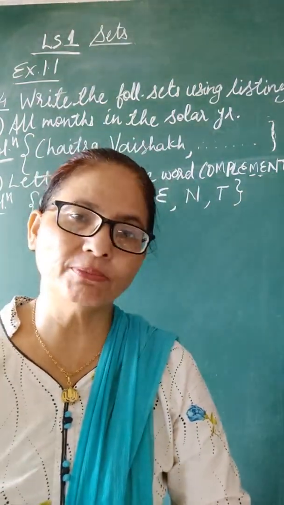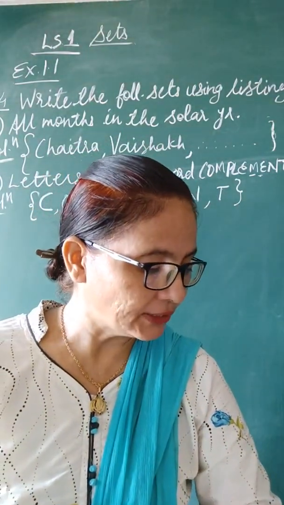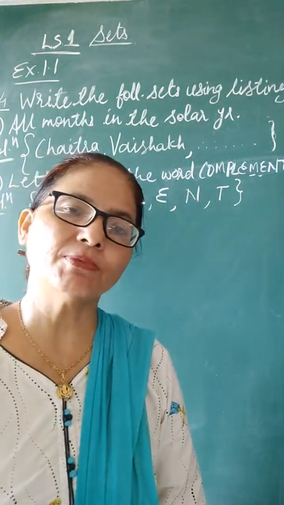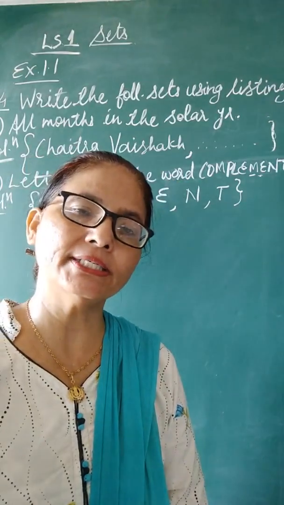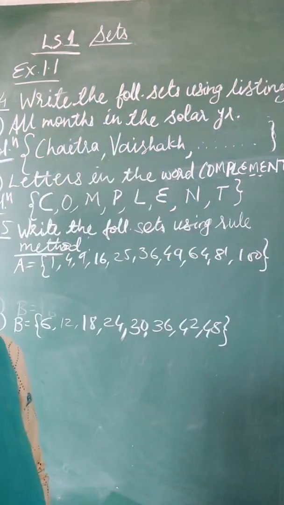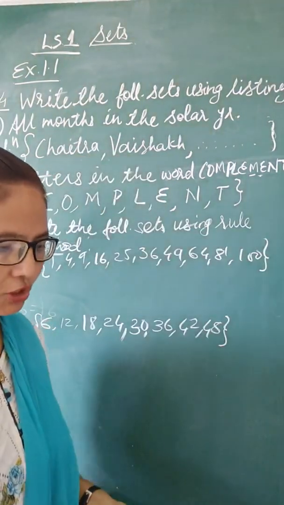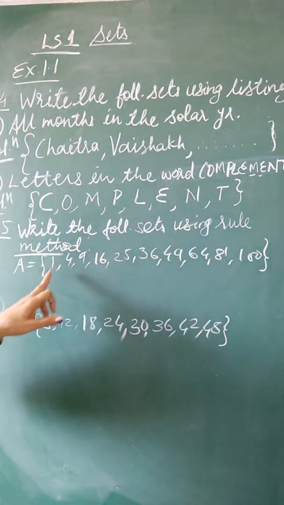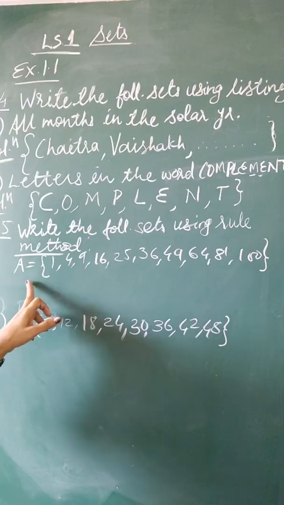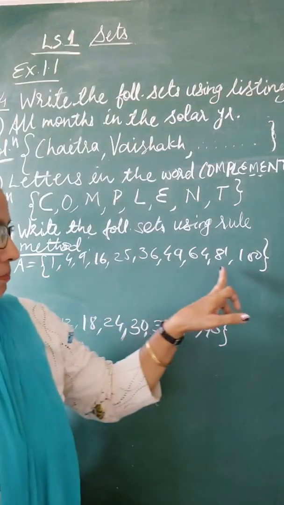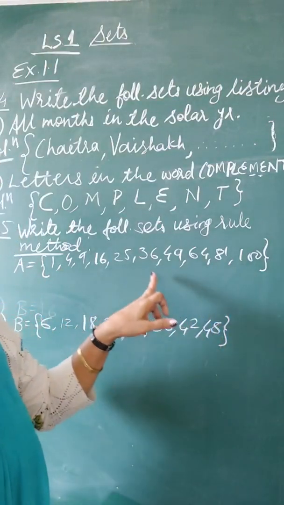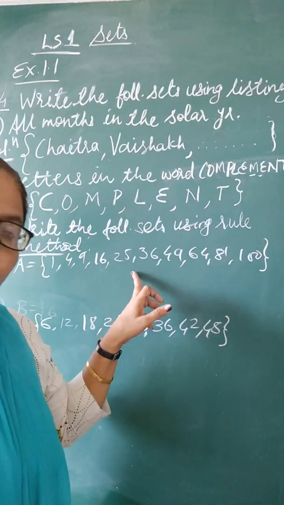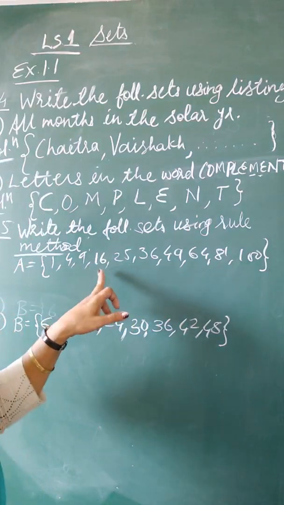Now let's see question number 5. What is the heading? Write the following sets using the rule method. I already explained how to write in the rule method. Let's see again. First you will observe these numbers carefully and see what the criterion of these elements is, or what property is used here.